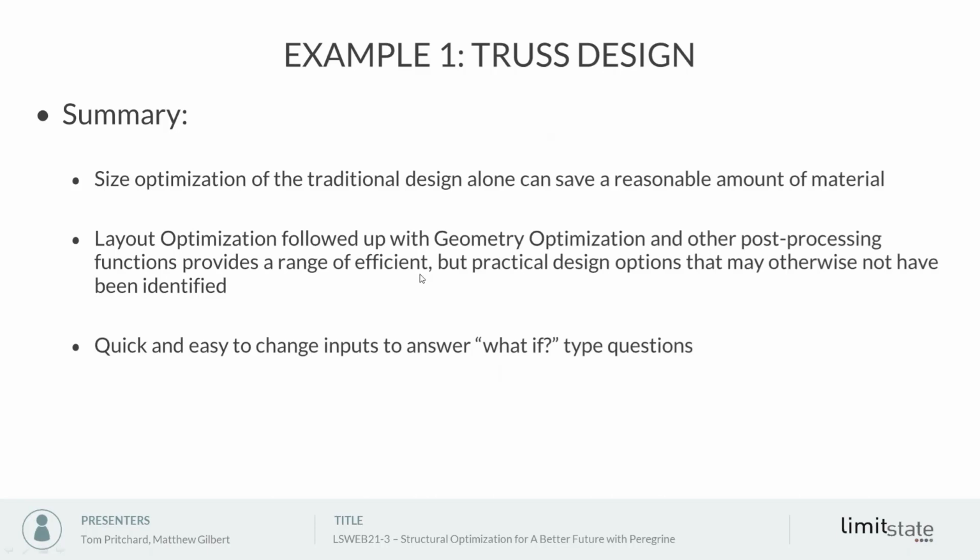But then if you want to take it those stages further, then layout optimization followed up with geometry optimization and the other post-processing functions within Peregrine provide you with a range of efficient but practical design options that you might not otherwise have identified by hand. And it's quick and easy to change the inputs to answer what if type questions. So what if the design domain was 6 meters high rather than 4 meters high?